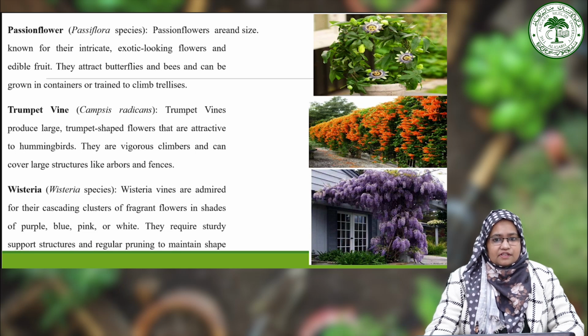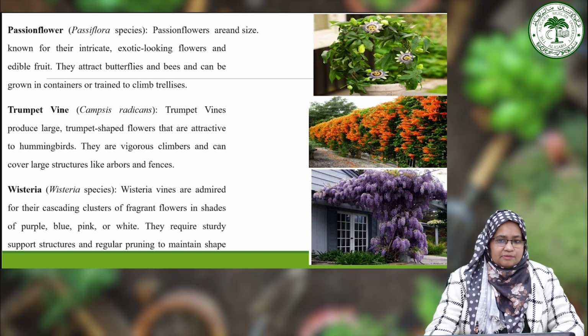The next one is trumpet vine, which has the botanical name Campsis radicans. Trumpet vines boast large trumpet-shaped flowers that hummingbirds find irresistible. They are robust climbers capable of covering expansive structures such as arbors and fences, as we can see in these images. The other plant is wisteria.